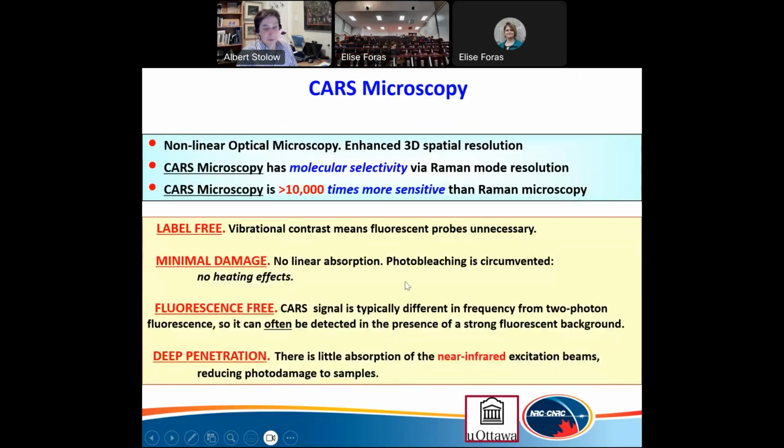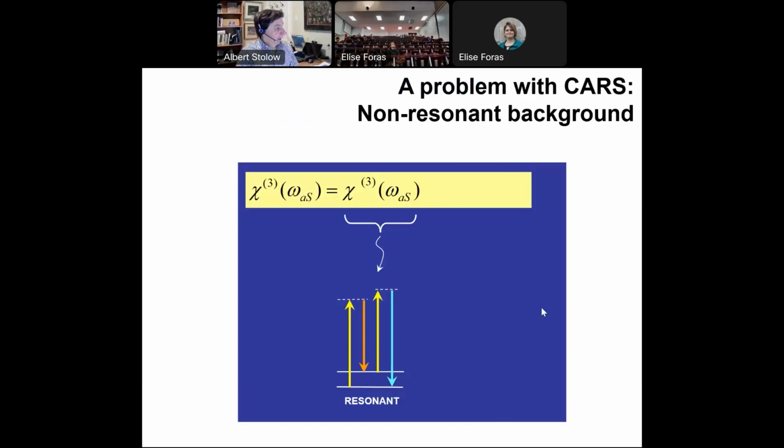So I argued yesterday the advantages of this technique. It's label free, it's sensitive, it has high spatial resolution and molecular selectivity, it's immune to fluorescence, etc. And I gave you some applications in biophotonics and geophotonics yesterday. I'd like to remind you that I did mention there's a problem.